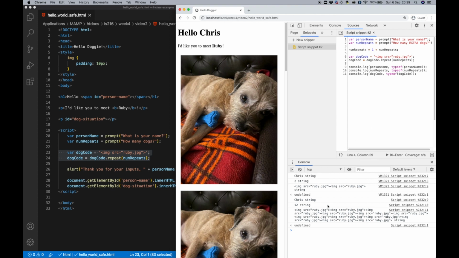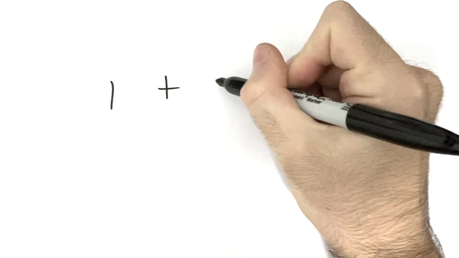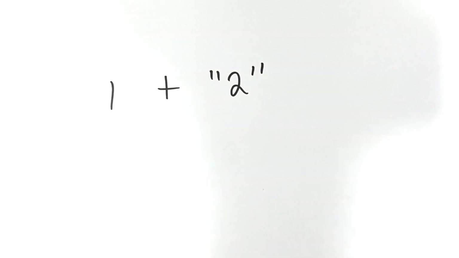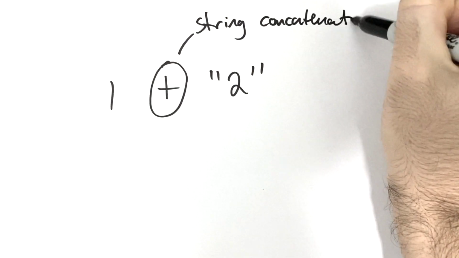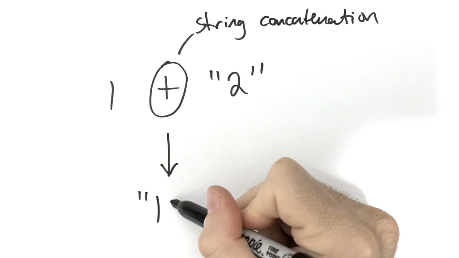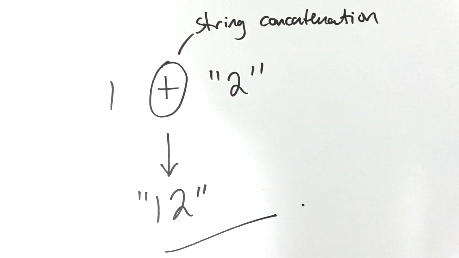Why? Well, usually JavaScript would try and convert strings into numbers when numeric operations are involved, but in the case of the plus symbol, this isn't just addition, but also string concatenation. So in fact it converts the number 1 plus the string 2 into the string 1, 2, or 12. This string is then converted into the number 12 by the repeat string method.